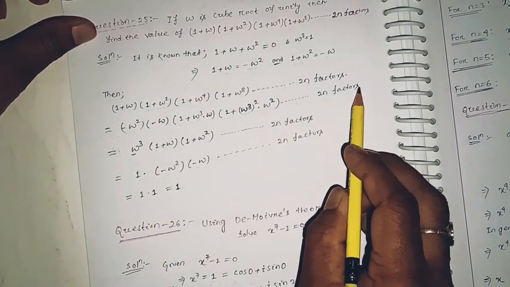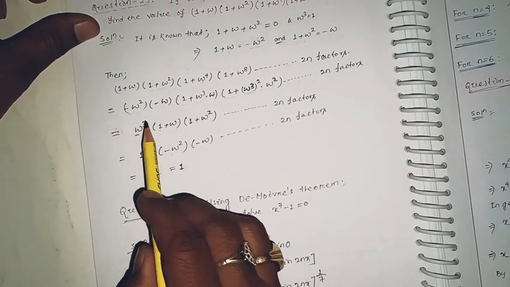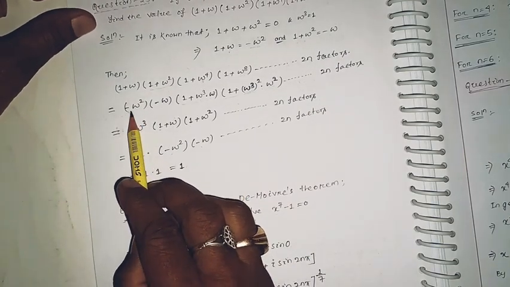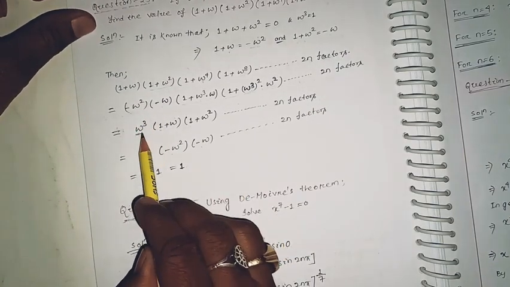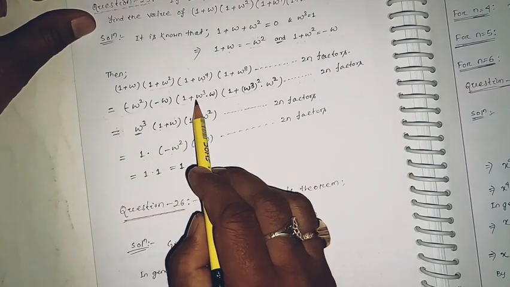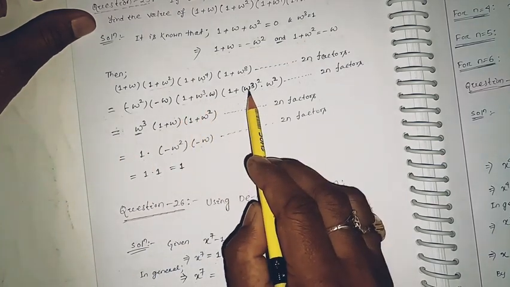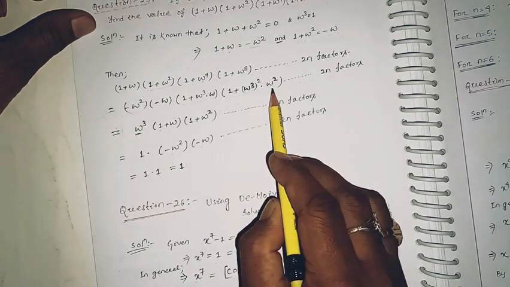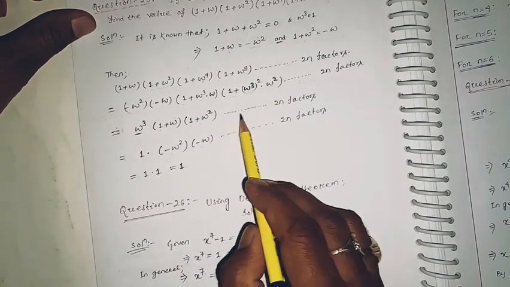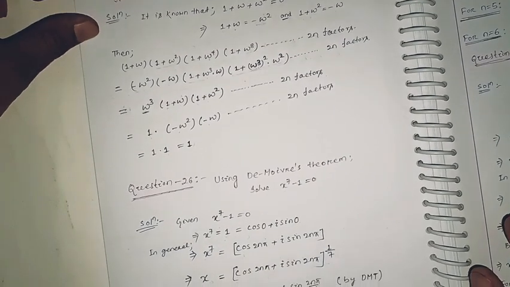Likewise, up to 2n factors we can write. Here you can see minus omega square minus omega is nothing but omega cube. Here omega cube value is 1. So this term will be 1 plus omega. Omega cube value is 1. So this term will be 1 plus omega square. Up to 2n factors we can write like this.